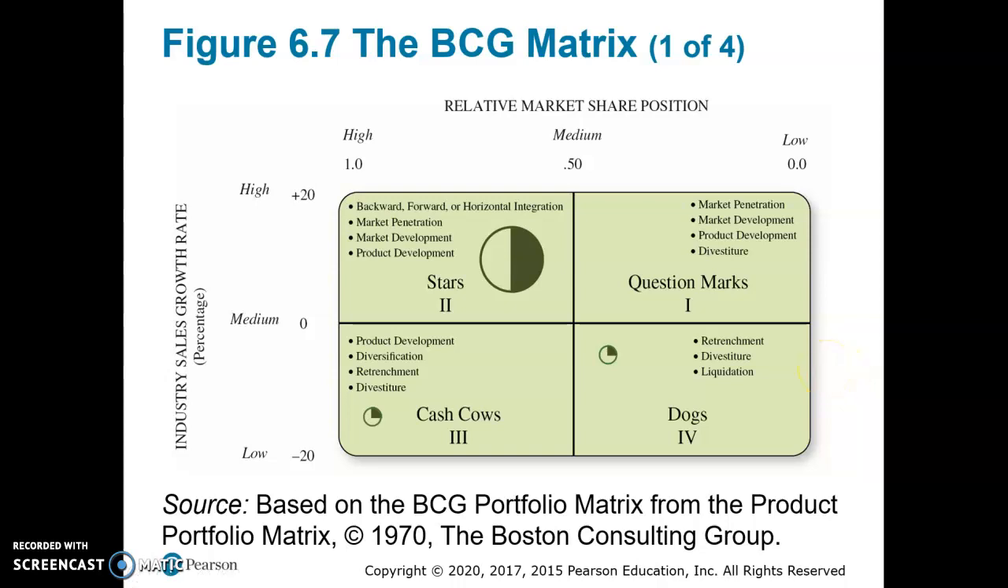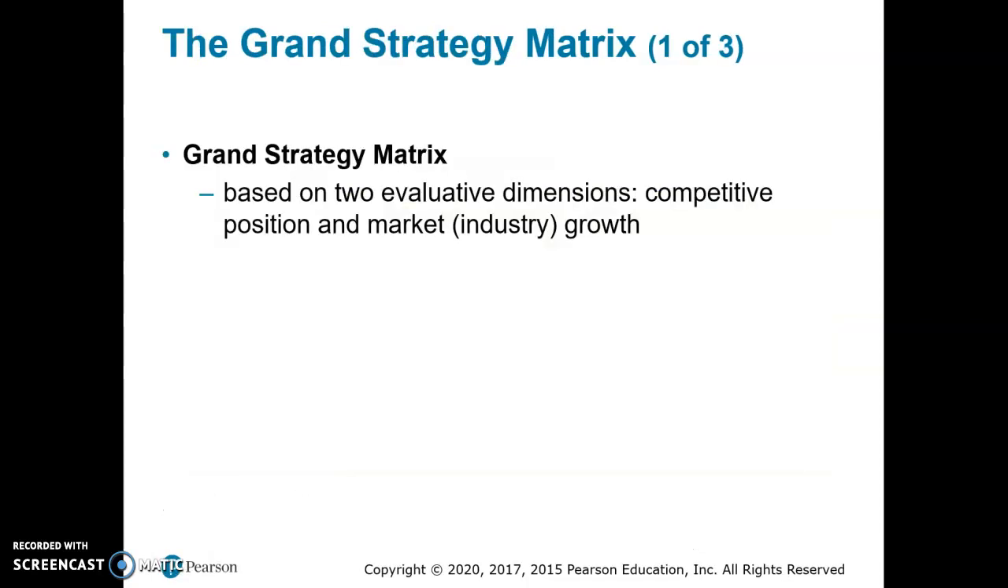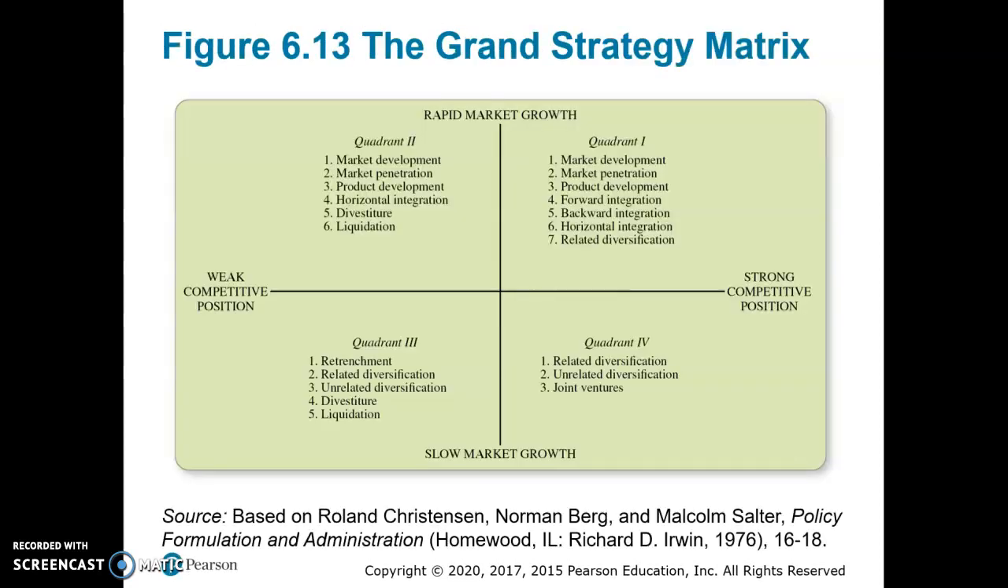All right. Again, I have another video on how to do the BCG matrix posted on the course site. The grand strategy matrix, I think, is actually one of the easiest ones. It really just looks at two dimensions, your competitive position and your market or industry growth. All right. And so you say, how am I competitively between weak and strong? Where do I fall? And how is my market growth? How is growth in the market? Let's say that I have a relatively strong competitive position, but there's not a lot of growth. Then that tells me I'm in quadrant 4, and I should consider related or unrelated diversification or joint venture.